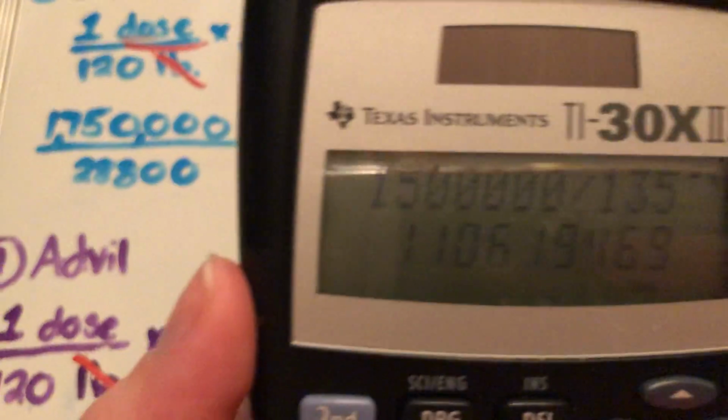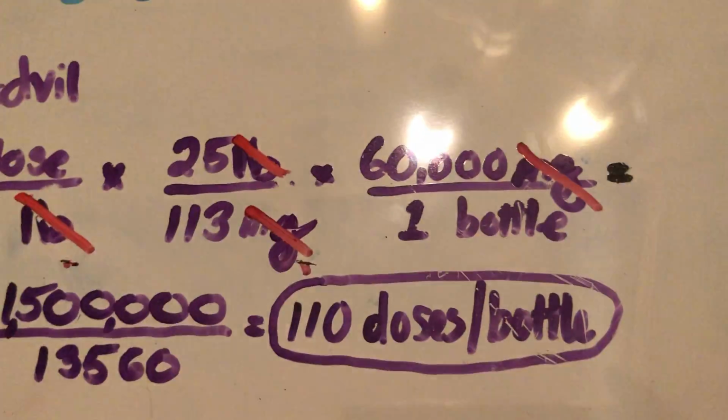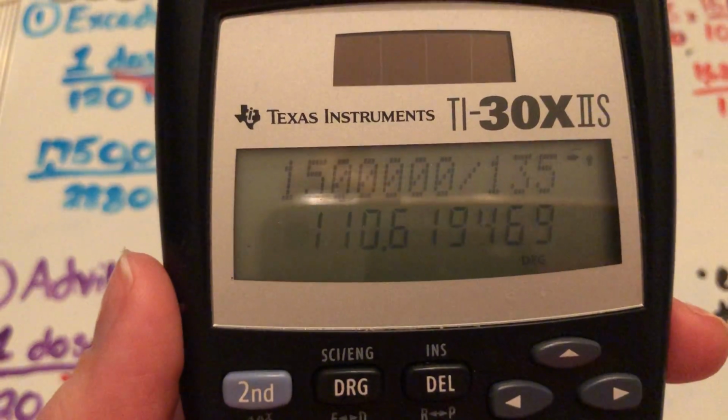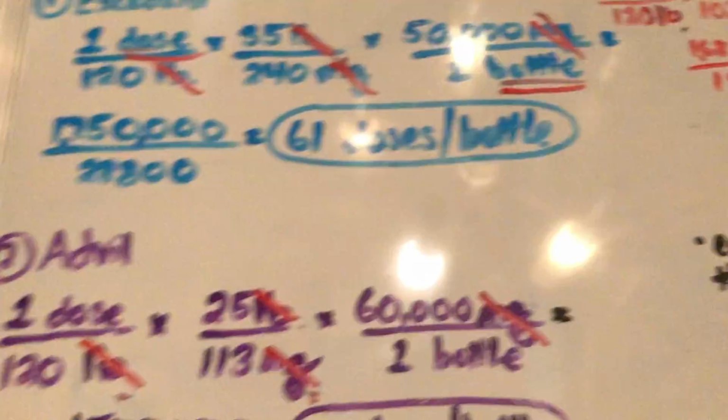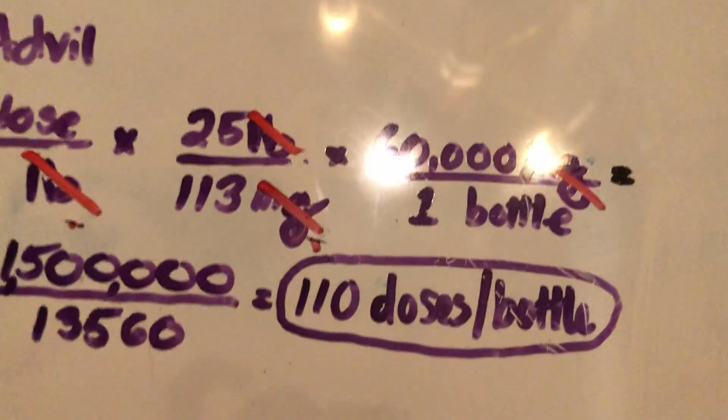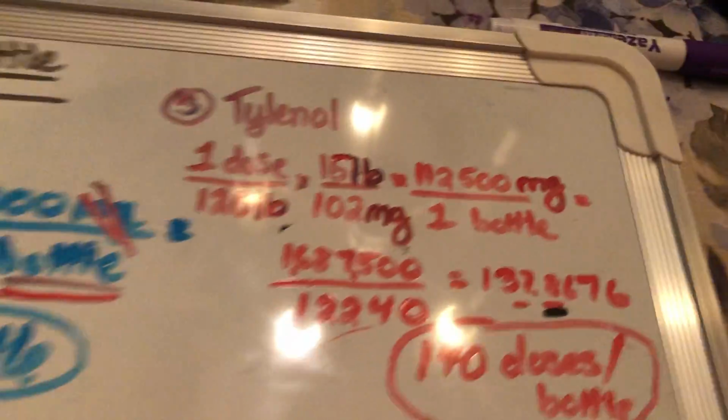When we round to 2 sig figs, yeah, no, this is what we want because the 0 doesn't count. That's exactly what we want. 110 doses per bottle.